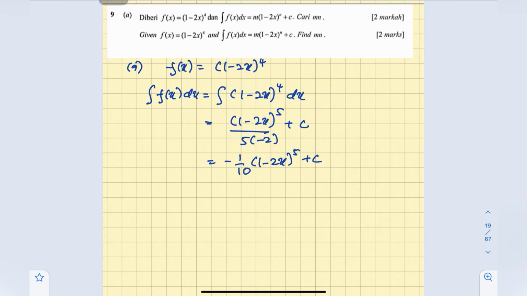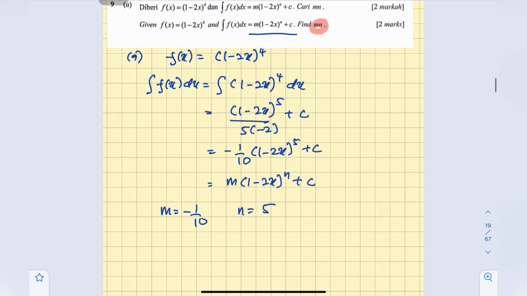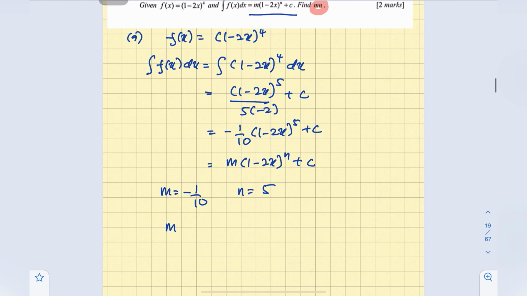So we compare this with the given form, m times (1 minus 2x) power of n plus c. Then we compare: m is negative 1 over 10 and n equals 5. Okay, now we are going to find m times n. So mn equals negative 1 over 10 times 5, which equals negative 1 over 2.